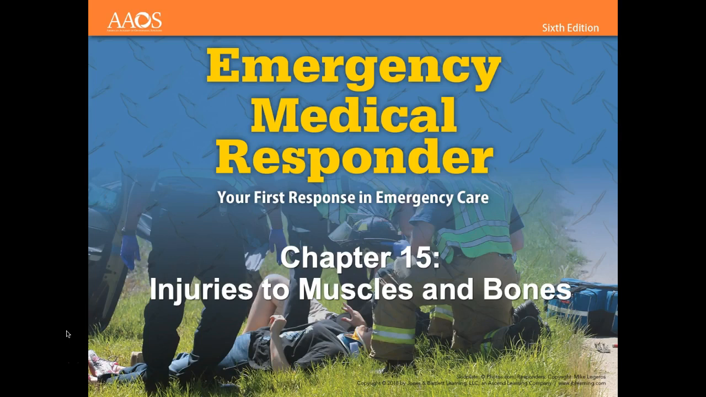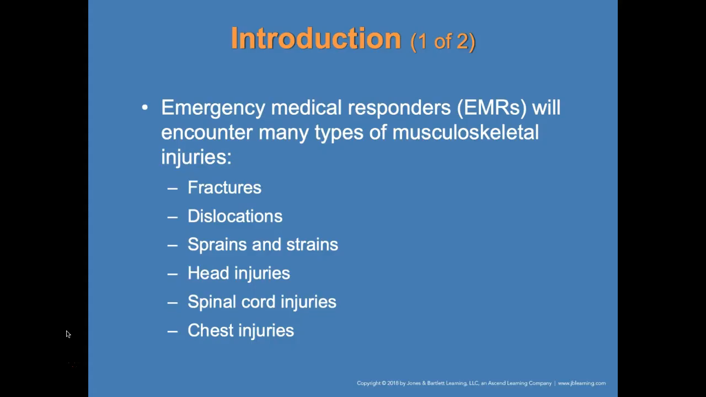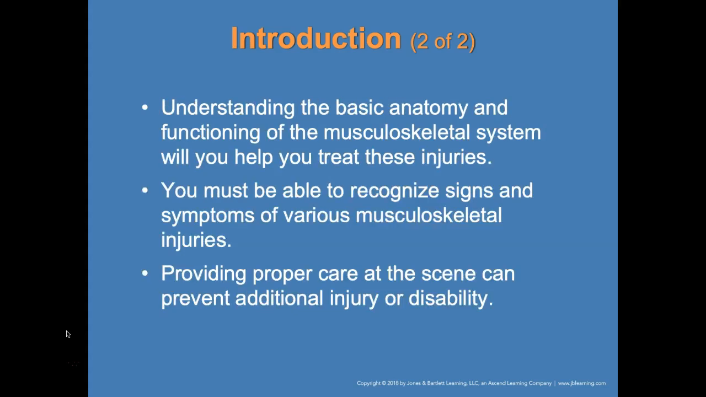And you guys will be responding on quite a few of them before an EMS service with an ambulance can get there. So let's get started. Our introduction. You're going to encounter many types of musculoskeletal injuries. We're going to see fractures, dislocations, sprains and strains, head injuries, spinal cord injuries, chest injuries. We're going to go over our basic anatomy again and how it functions with the musculoskeletal system so we know how to help treat these injuries.